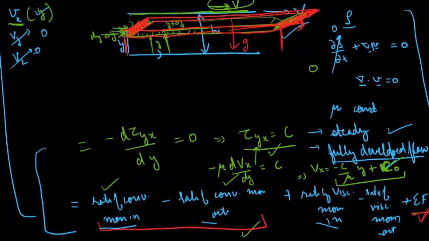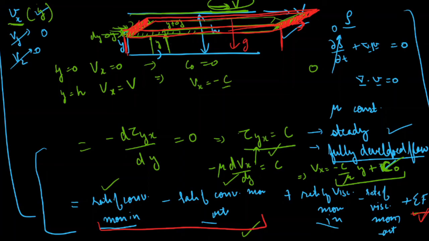For that we need some boundary conditions, and the boundary conditions are that at y equal to 0, Vx is equal to 0, and at y equal to h, Vx is equal to capital V. If we put in the first boundary condition, it implies that c naught is equal to 0. So that means Vx is equal to minus c by mu y.